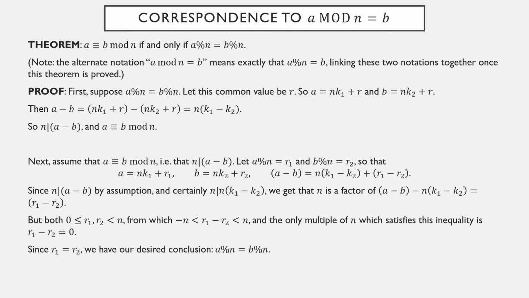So this shows that this notation a mod n equals b is entirely redundant with our notation from the division algorithm, and it's a little bit redundant with what we've just established as our notation for a being equivalent to b mod n. Two integers are equivalent mod n exactly when they have the same remainder when divided by n.